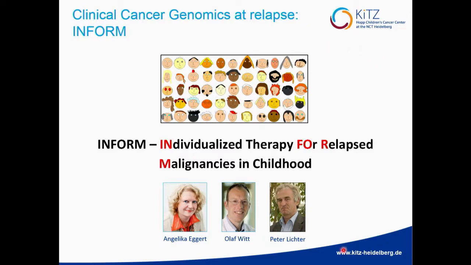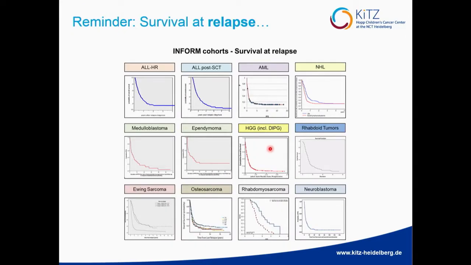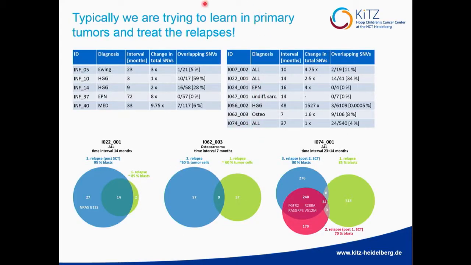And with the second part, which I will skip through very quickly, I just want to give you another prospect on how we tackle the relapse cases. This is a population-based program in Germany, which we call Individualized Therapy for Relapsed Malignancies in Childhood. This is just to remind you of the grim outcome of patients once they experience a relapse after very intensive radiochemotherapy in a pediatric setting. What we really do here is try to understand the disease biology at the time of the current relapse rather than extrapolating from the primary disease.